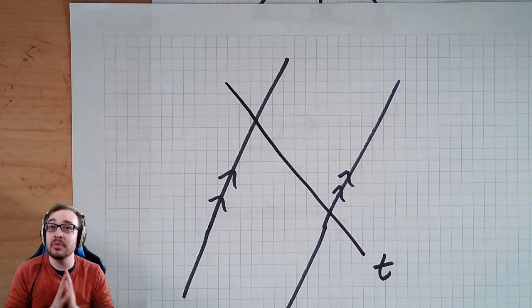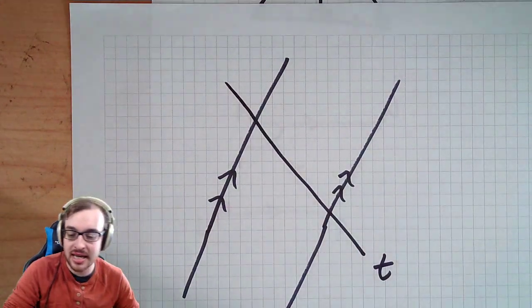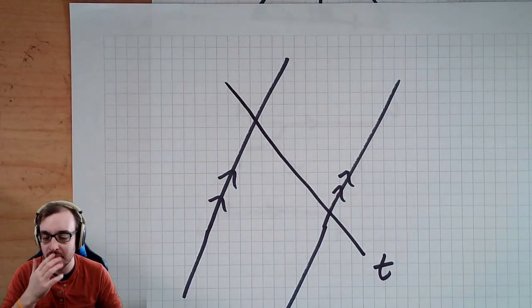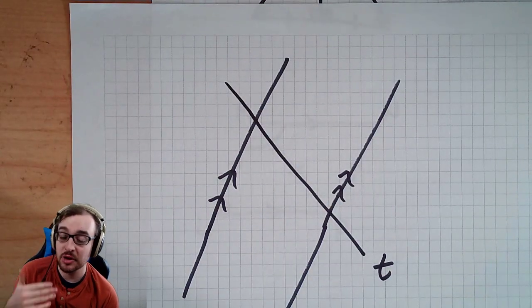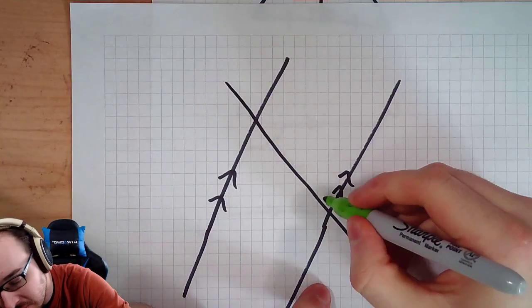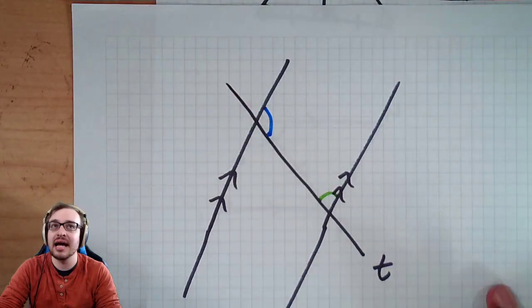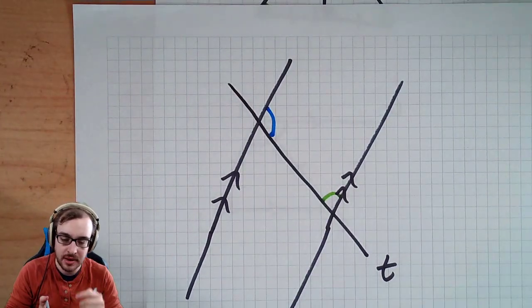Now, remember from transversals, right? If we have a transversal that's crossing two parallel lines, we have a bunch of congruent angles. There's a postulate called the parallel postulate that says whatever this angle is and whatever this angle is, they have to be supplementary, right? They're going to add to 180.